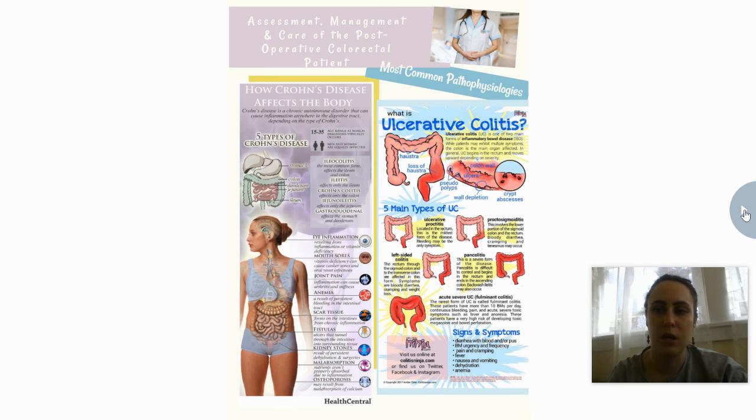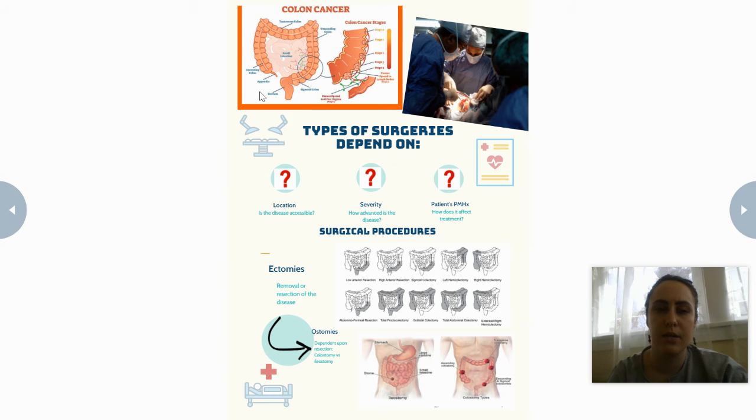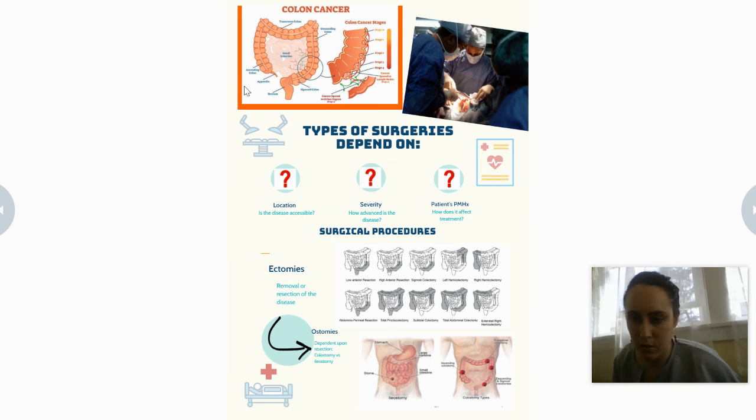And then the last most common diagnosis is colon cancer, which can start in the large intestine and go all the way to the rectum. Patients have an increased risk if they have underlying colorectal diseases like UC or Crohn's or diverticulitis, as well as if they have an increased number of polyps.